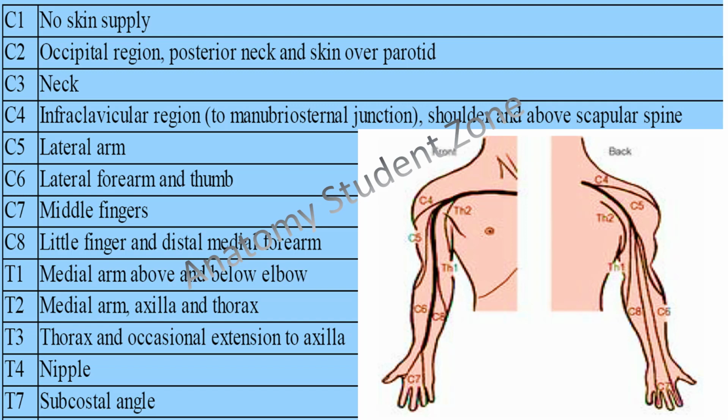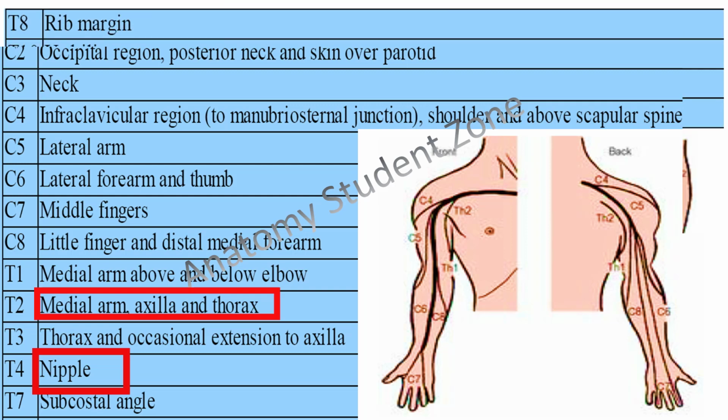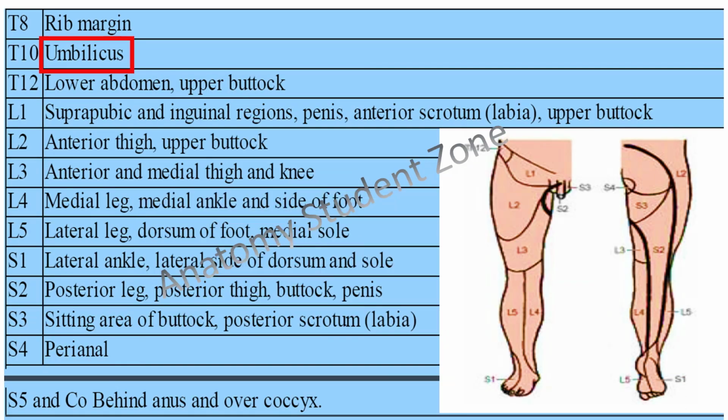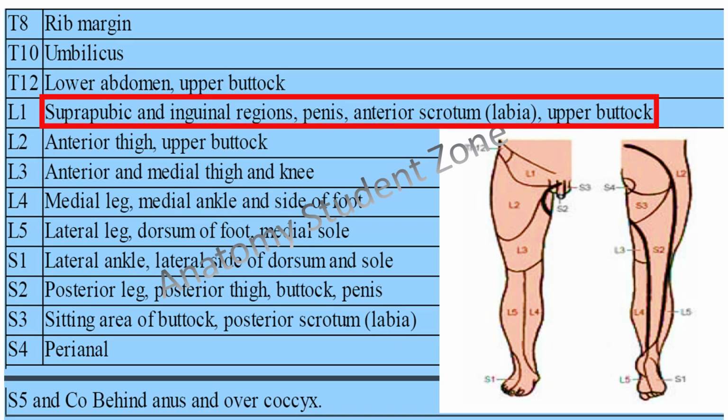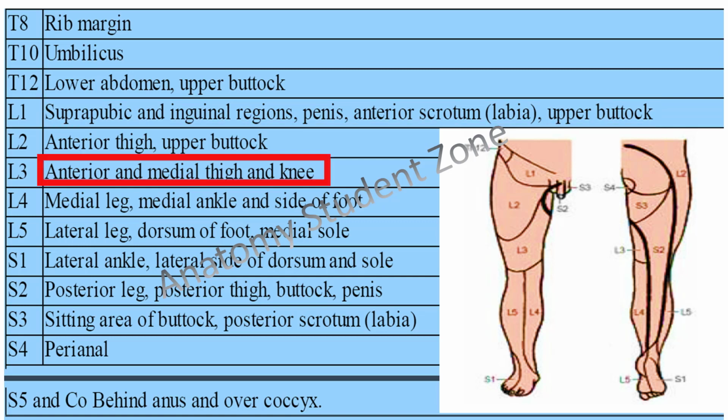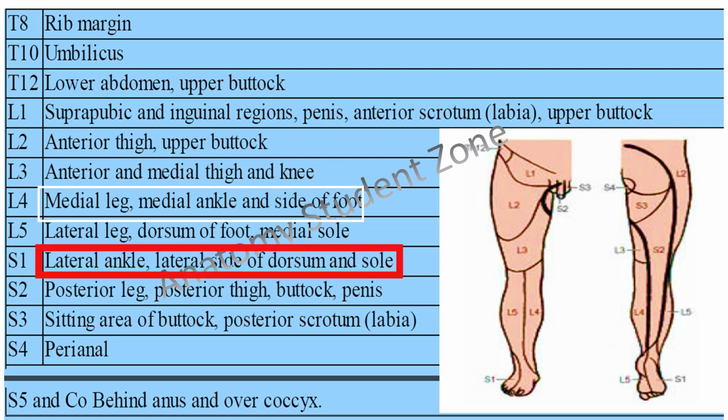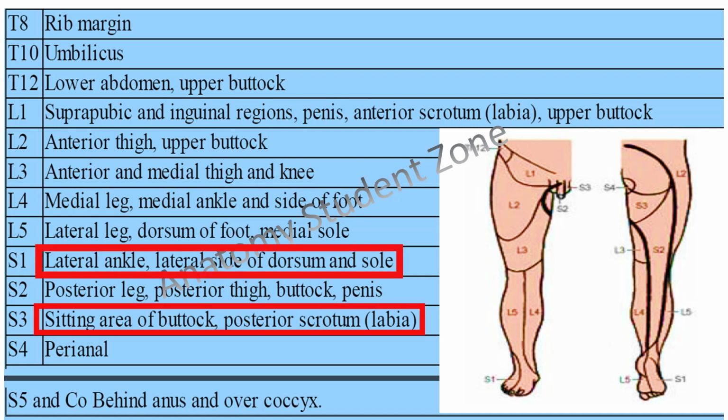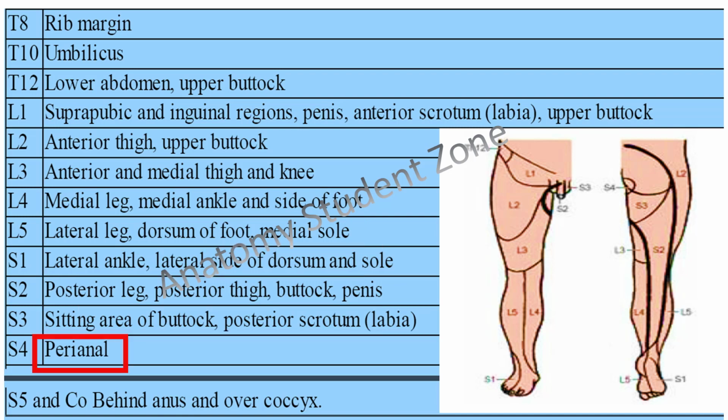So I am telling you the most important dermatome levels of the thorax and lower limb again, that must be known by all of you. T2 is for the axilla, T4 is at the level of the nipple, T10 is the level of the umbilicus, L1 is the inguinal ligament area, L3 is for the knee, L4 and S1 for the ankle, and S1 is also for the dorsum and the sole of the foot. S3 is our sitting area and S4 is for the perineum.